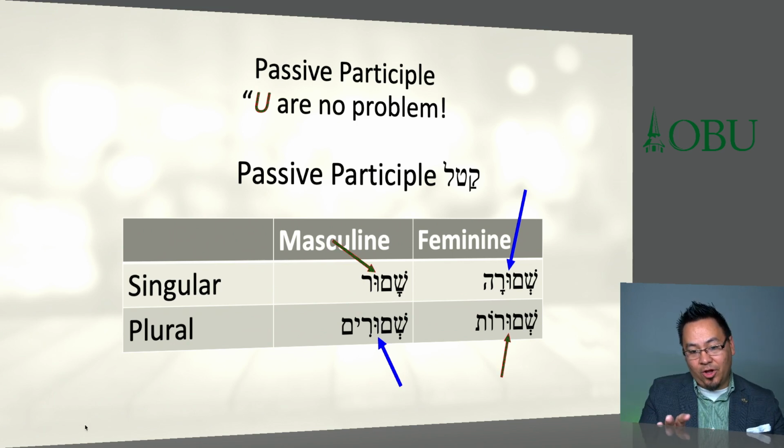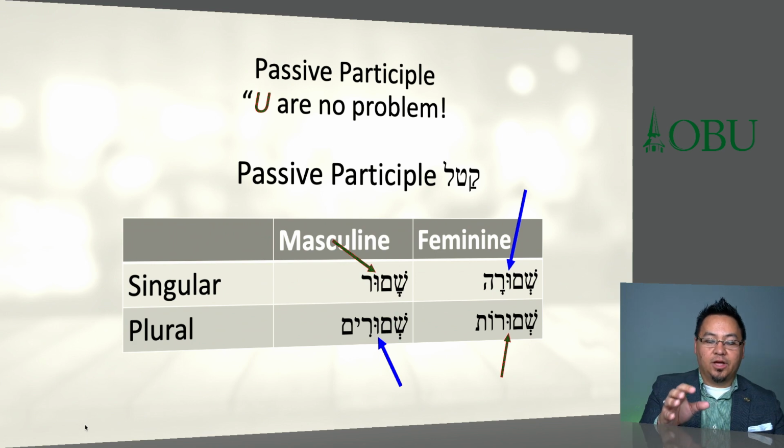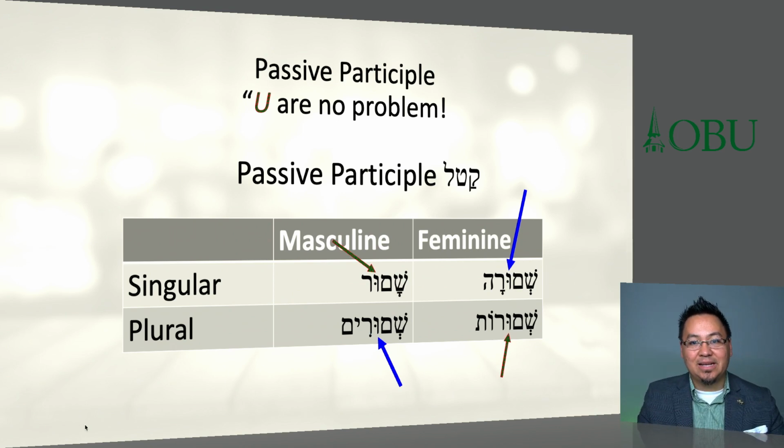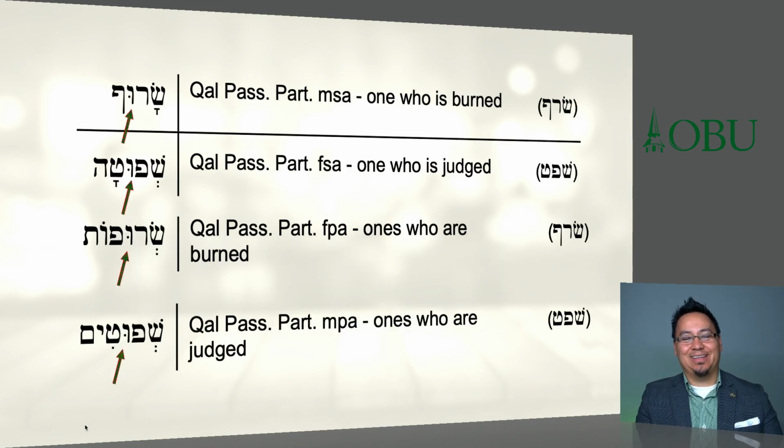Likewise, we continue on. You can have that in the plural form, right? So we have shmurim, okay? We have shmurot over there in the female plural. Shmurah over there in the feminine singular. It's the u. You are not the problem. It's the verb. It has a u within it.